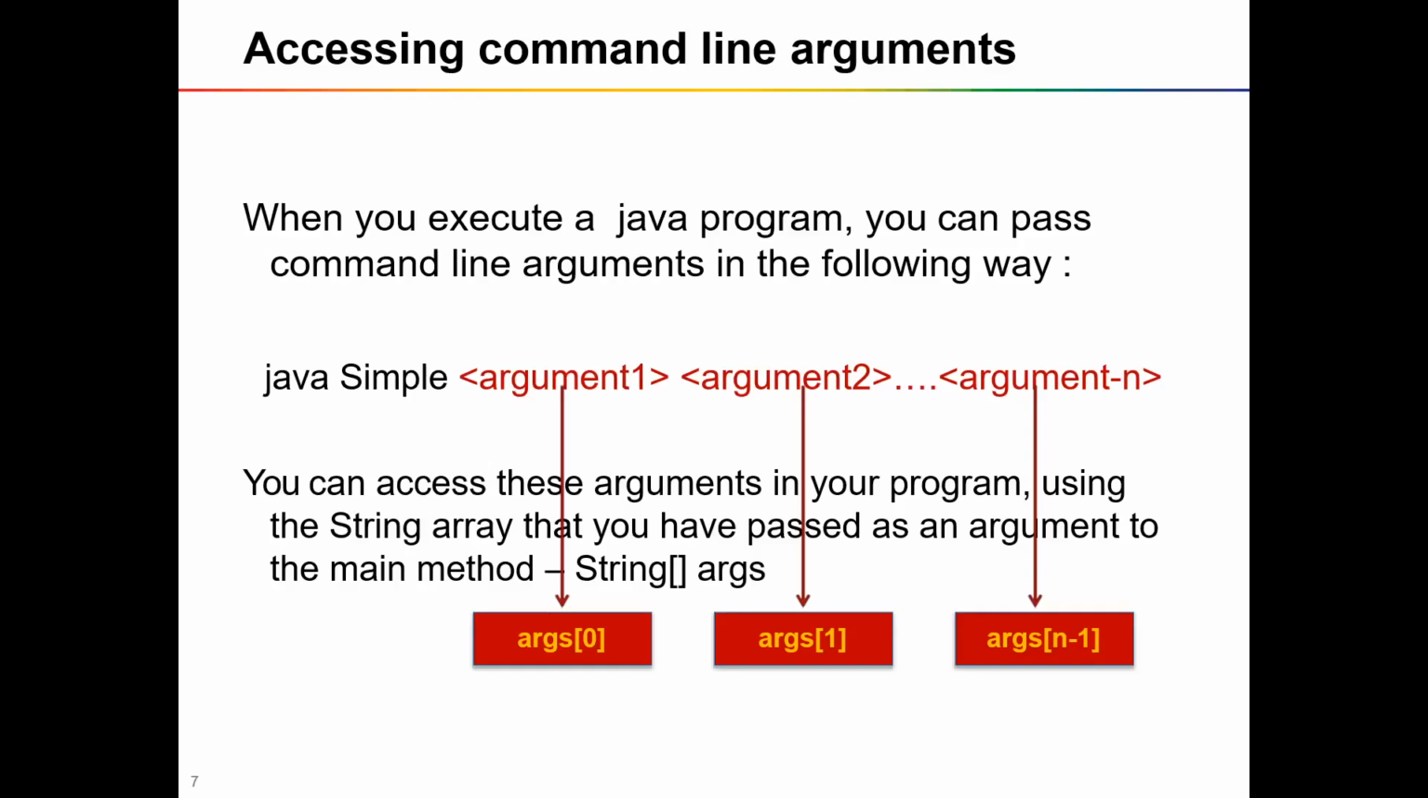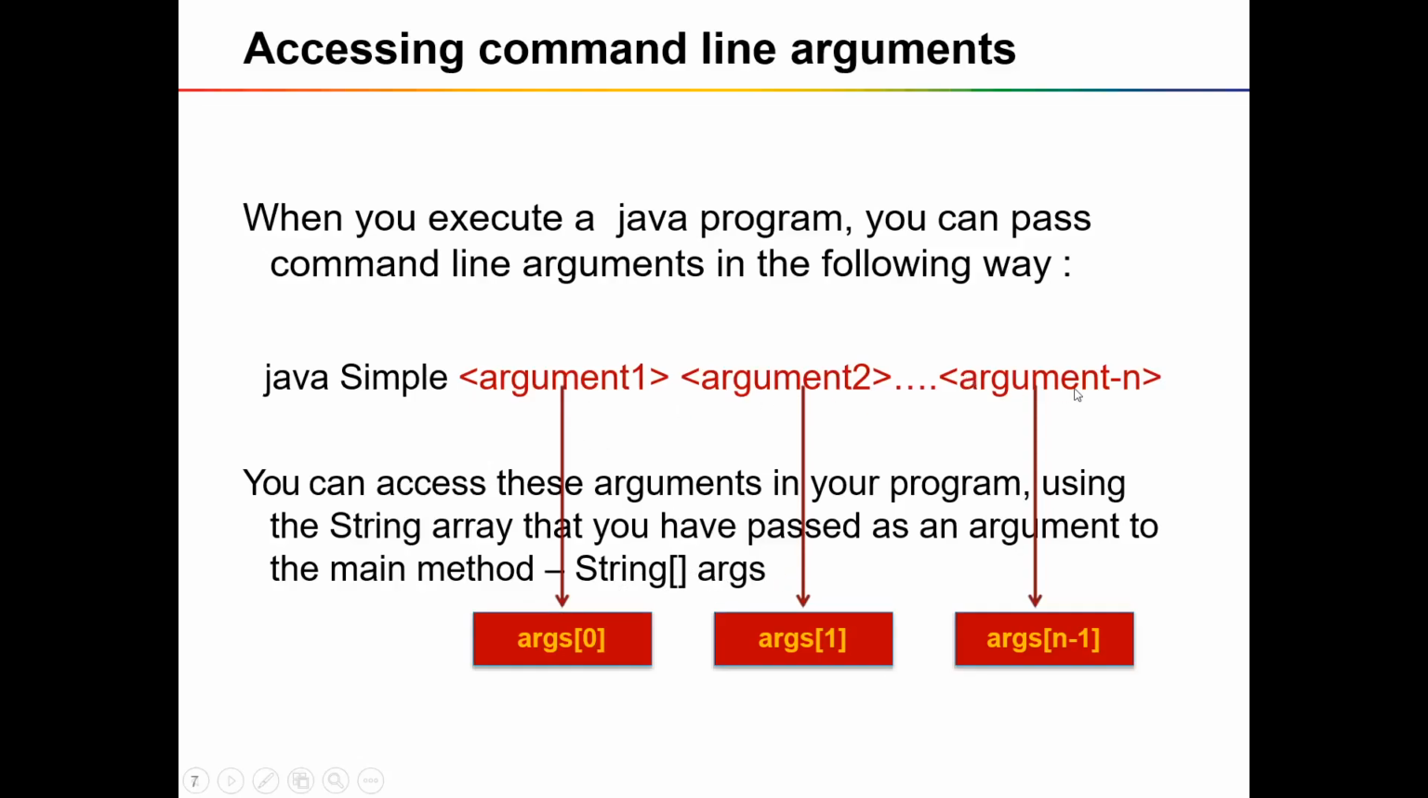It is still possible to pass some values to the main method, which is done with the following syntax. For executing a file, we always use the command java, then the class name. After the class name, you can pass any number of arguments. Whatever values you pass, all the values are stored inside the string arguments.